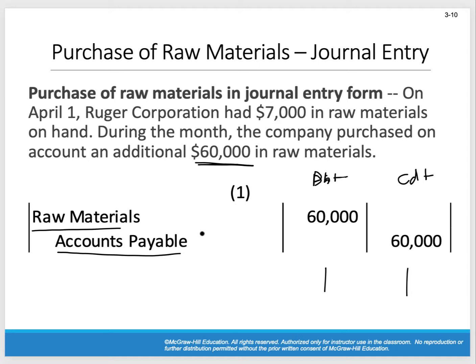So we bought $60,000 in raw materials. That means we're going to debit our raw materials account for $60,000. And it said that we purchased them on account, so we're going to credit accounts payable for $60,000.